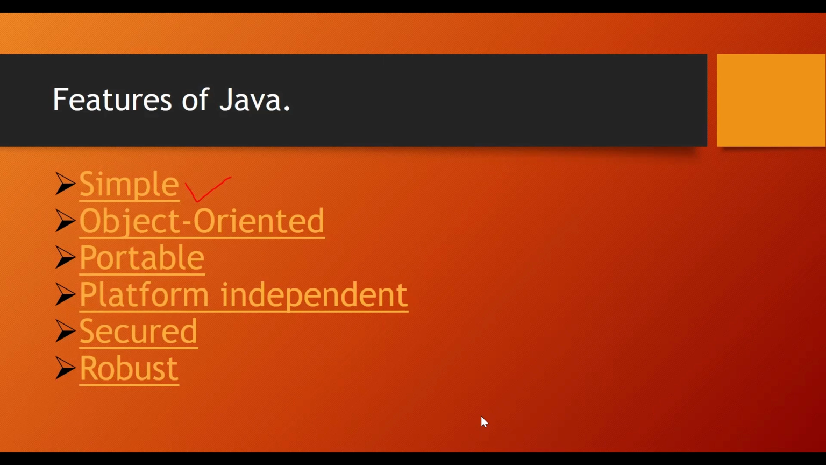The basic concepts of OOPS, which we call object-oriented programming system, OOPS in short form, are object, class, inheritance, polymorphism, abstraction, and encapsulation. We will see all of these points in detail in the next videos.